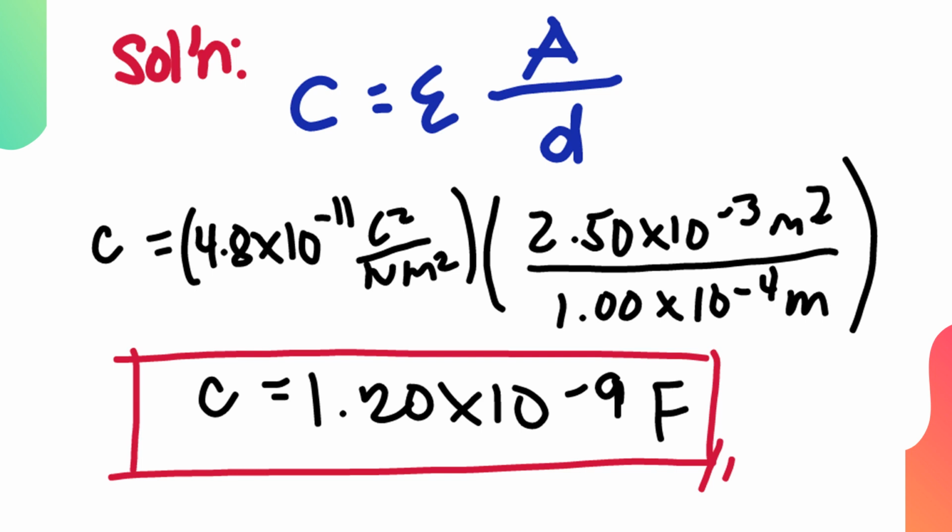leading us to our final answer for capacitance. Capacitance is equal to 1.20 times 10 raised to negative 9 farad. So kindly calculate using your calculator if you get the same answer. The capacitance is equal to 1.20 times 10 raised to negative 9 farad.